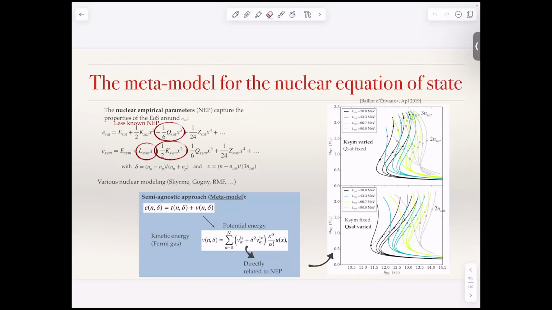The high order parameters here, for instance, are controlling the high density equation of state, the way the equation of state behaves at high density.